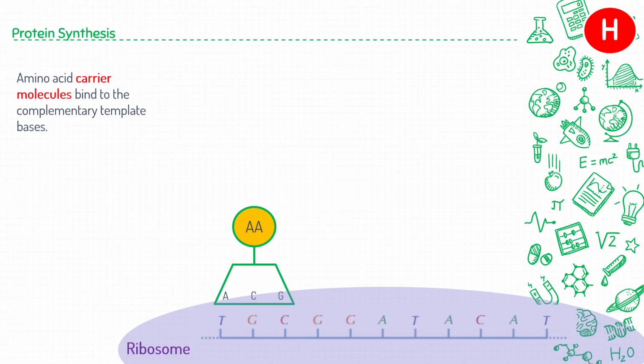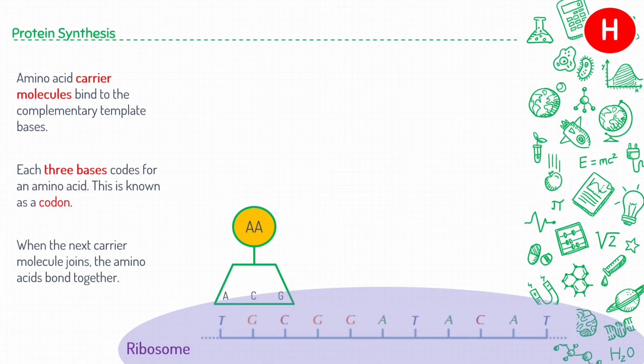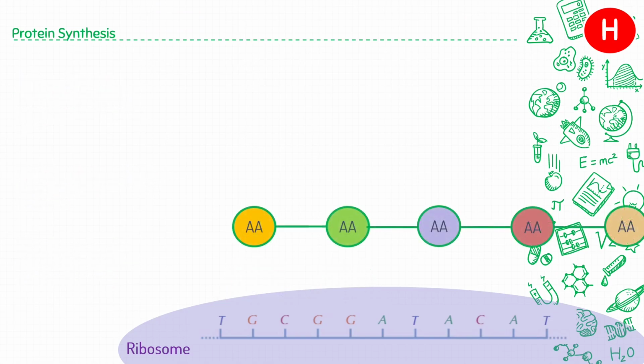When at the ribosome, an amino acid carrier molecule can bind to the complementary template bases. Each 3 bases of DNA codes for an amino acid. These 3 bases are known as a codon. When the next carrier molecule joins, the amino acids can bond together. After numerous amino acids have joined together, a protein is made.